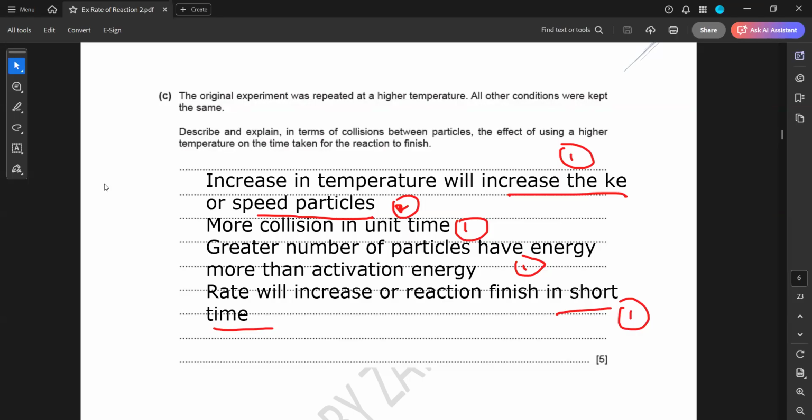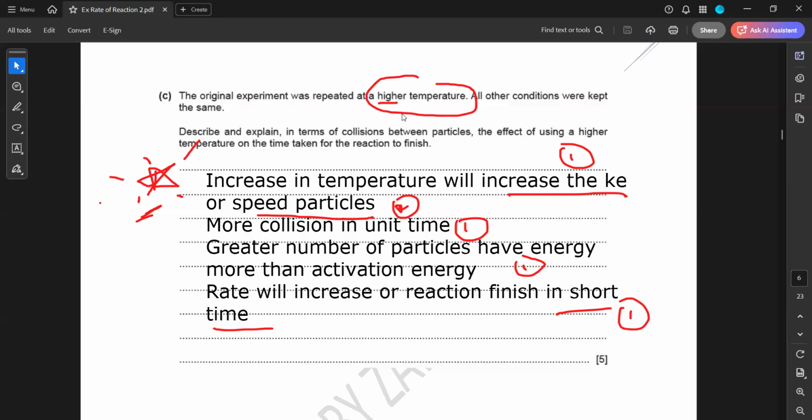But you will see that sometimes the kinetic energy and speed have separate marks. Some questions give you the same mark, like even writing kinetic energy and speed will be 1 mark. So try to learn the structure of the answer related to temperature. It is very important. Almost every past paper, you will find a question in which we change the temperature and how the rate of the reaction changes.